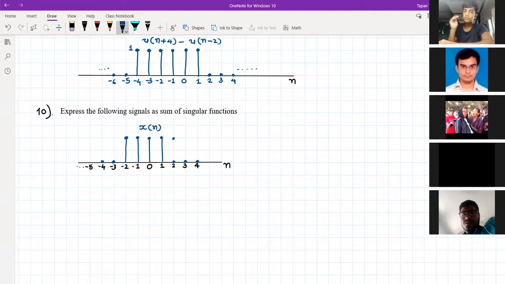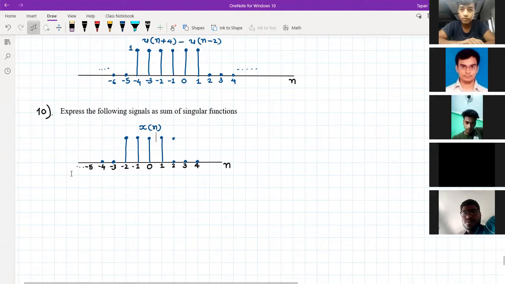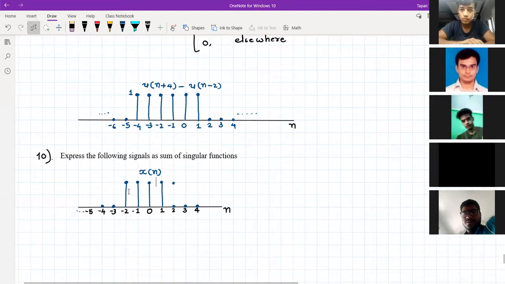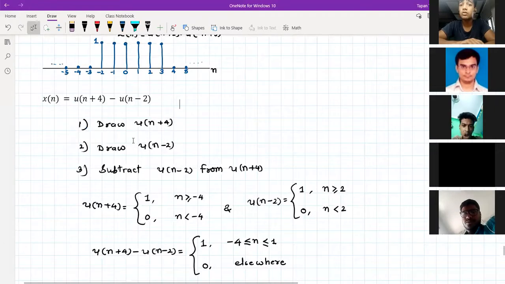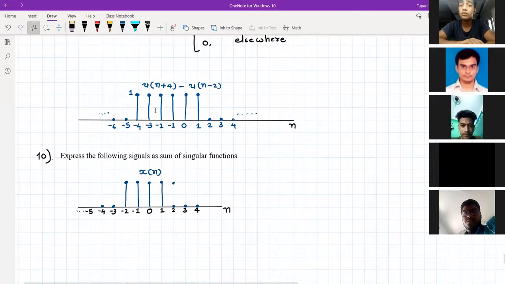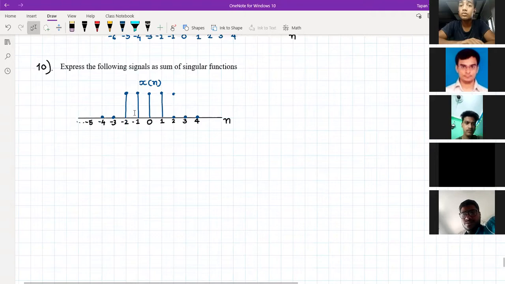So the question is, express the following signals as sum of singular functions. Okay, what you are supposed to do here is, the result is given, you need to go back to the equation. So far we had a particular equation, and then we drew individual signals and then found the resultant signal. Here the resultant signal is given, and you are supposed to find the original mathematical functions. Okay, how will you do that?